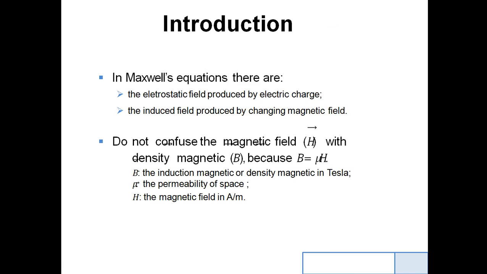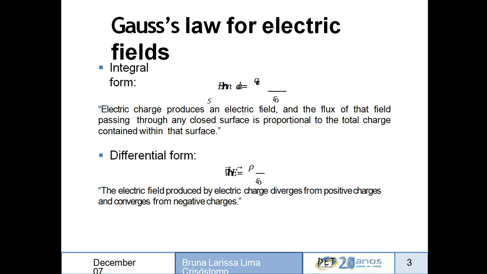Okay, so let's go to the next slide. The Gauss's law for electric field. The Gauss's law for electric field is that the electric charge produces an electric field, and the flux of that field passing through any closed surface is proportional to the total charge contained within that surface.